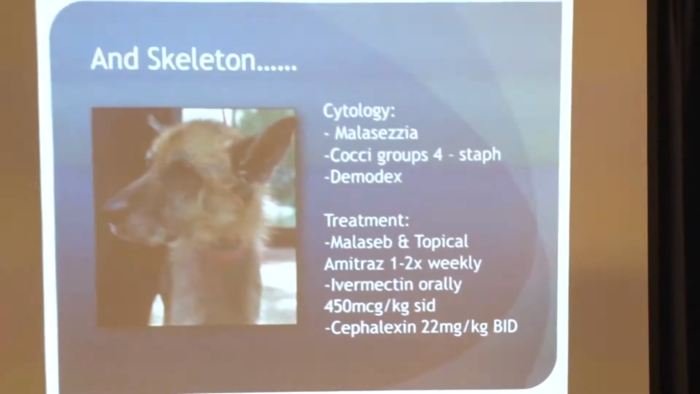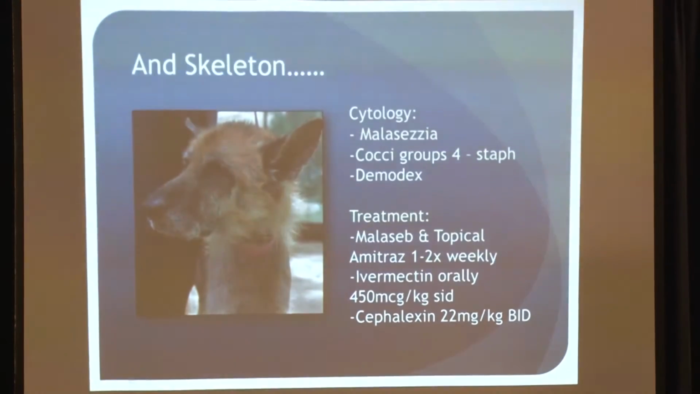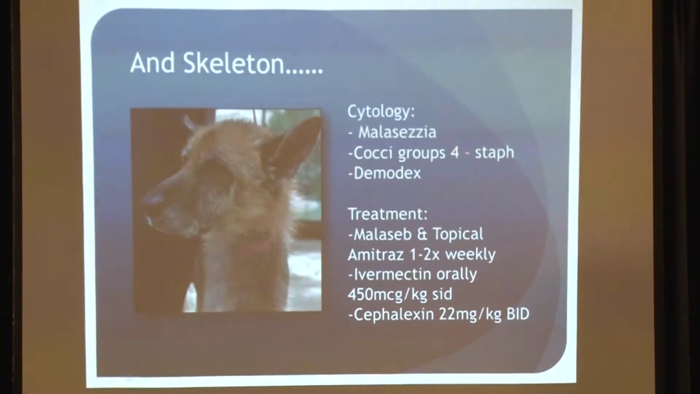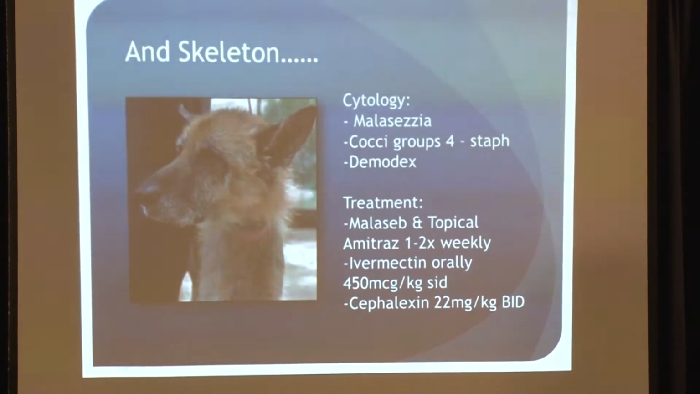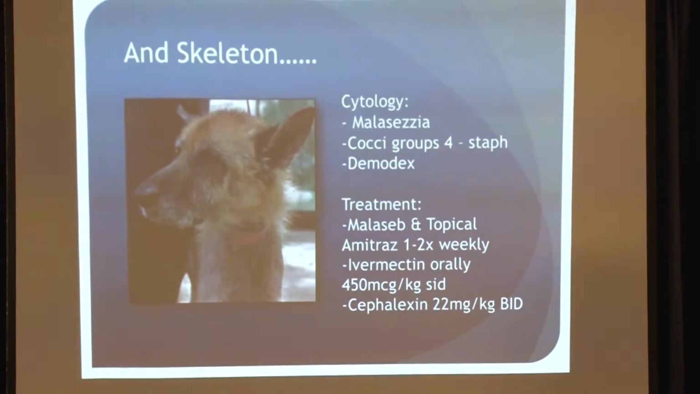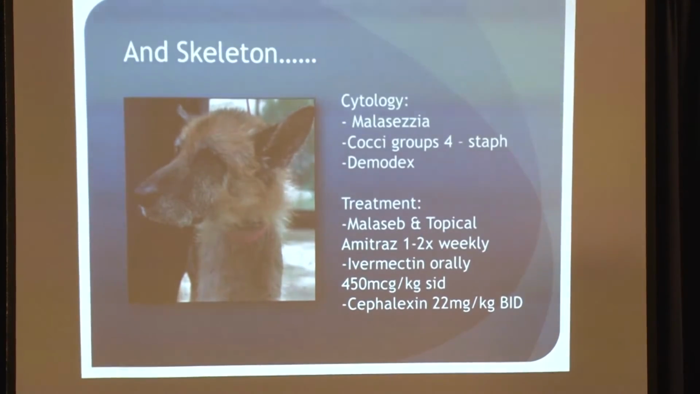A more simple case, the skeleton from the beginning of the presentation. So it was an RSPCA case, significant alopecia, thickening of the skin and pustules. Cytology revealed malassezia, cocci in groups of 4, we know a staph, and of course he was riddled with Demodex. The treatment that we chose was Malaseb for the malassezia. He was on topical Amitraz once to twice a week, and daily oral ivermectin. This case was from several years ago.